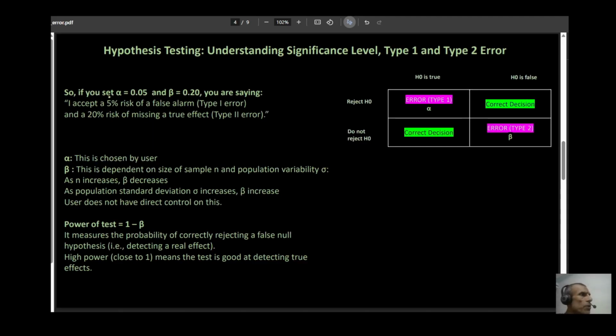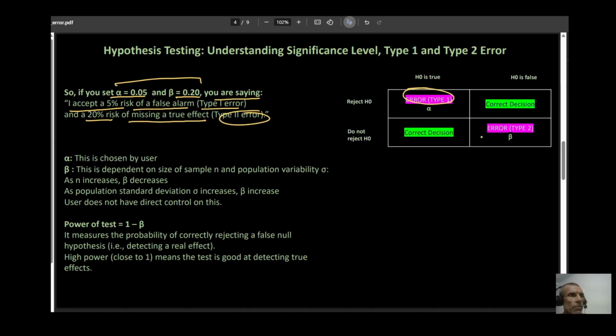Now, when you set alpha equal to 0.05, let's take this value, and beta equal to 0.20. By the way, these two are very commonly used. You are saying, in essence, that I accept a 5% risk of false alarm, or type 1 error, this one right here, and a 20% risk of missing a true effect. In other words, type 2 error, which is this right here.